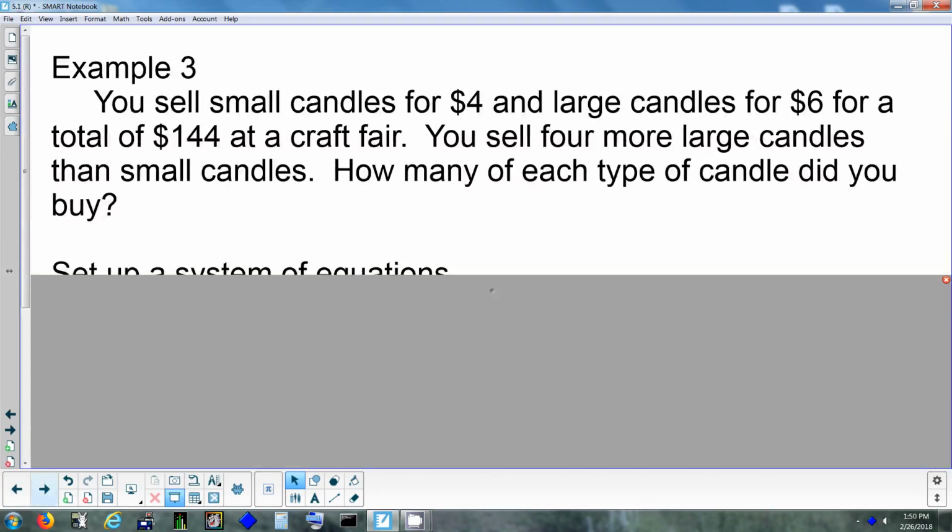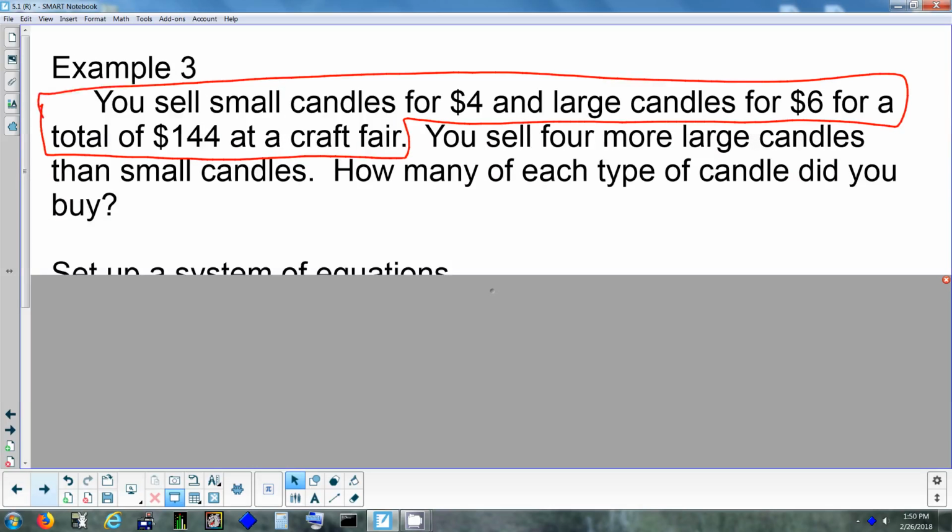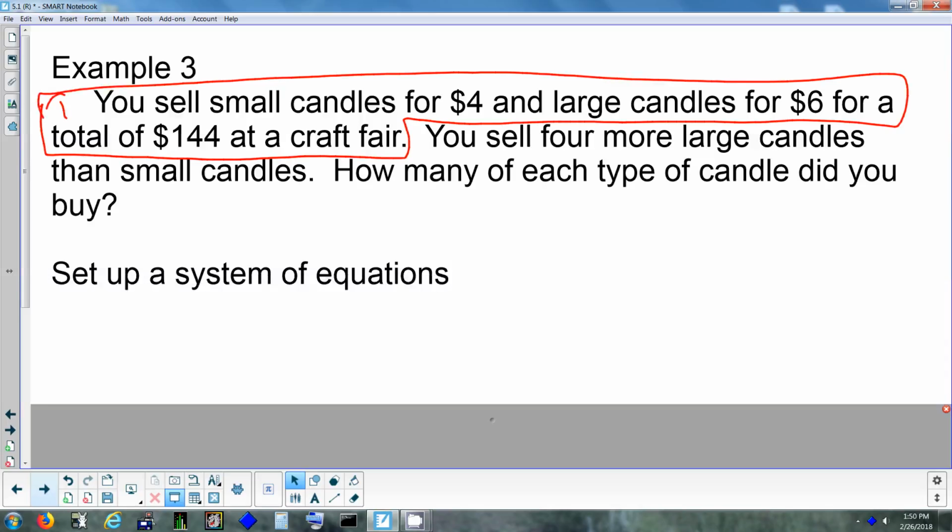So let's just read it first. It says you sell small candles for $4, large candles for $6. You sell a total of $144 worth of candles at a craft fair. This information right here is going to help you to get your first equation. That's enough information. So let's call that equation 1.